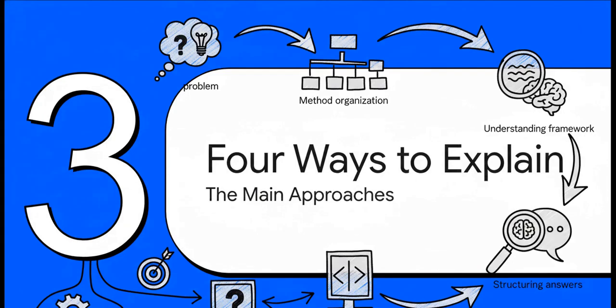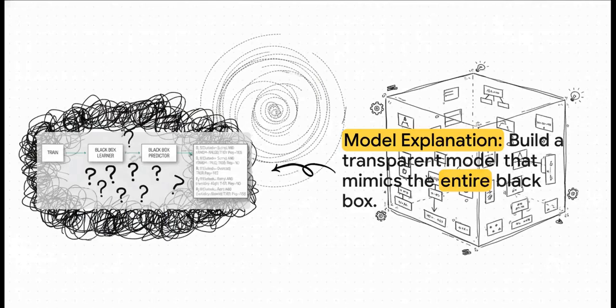Okay, so we know the problem, we know the terms, so how do we actually do this stuff? Well, the easiest way to remember all the different methods for your test is to think of them as 4 different ways to approach the problem. Let's walk through them. First, we've got the model explanation problem. The goal here is pretty ambitious. You basically build a stunt double for the black box.